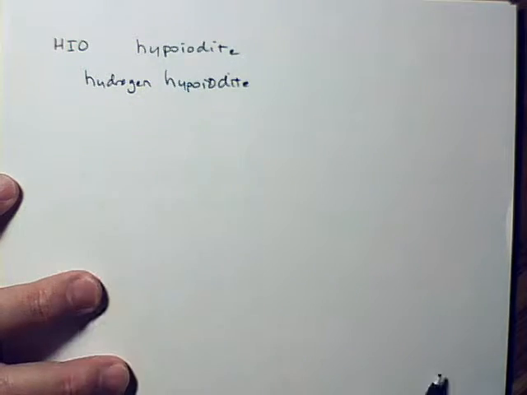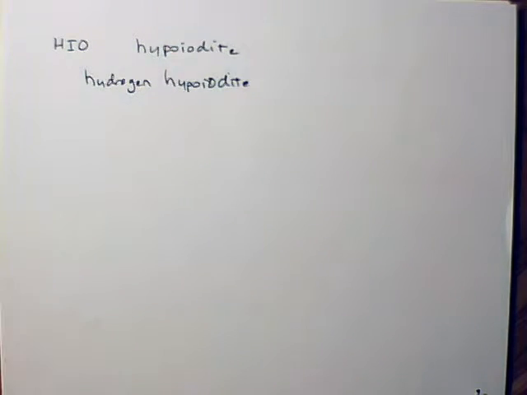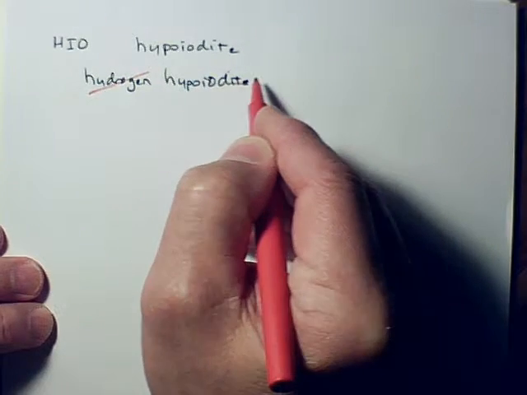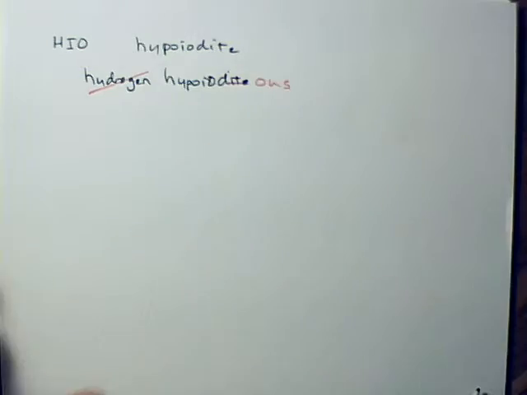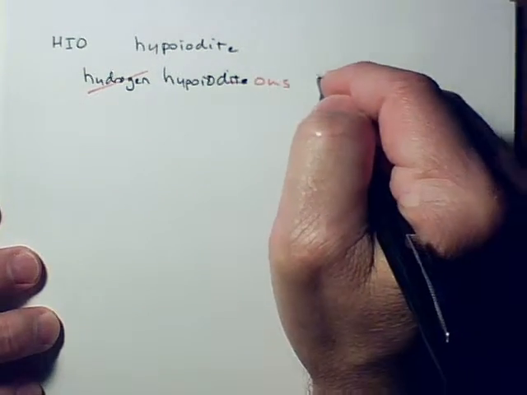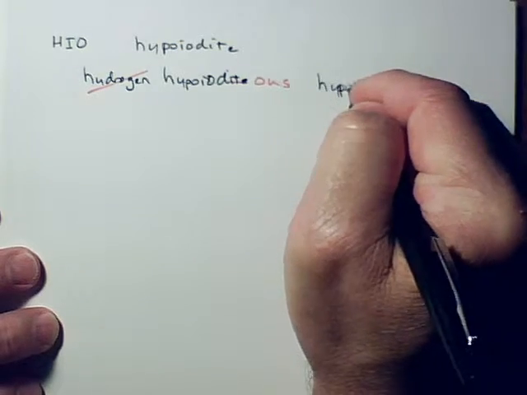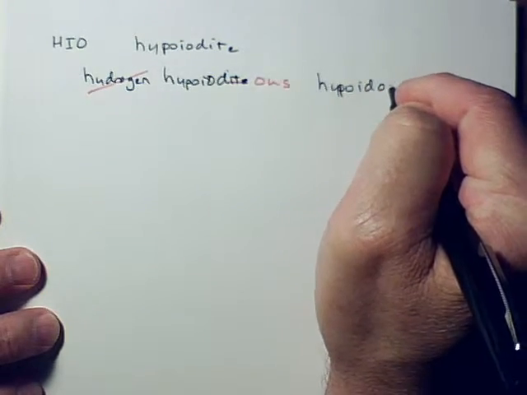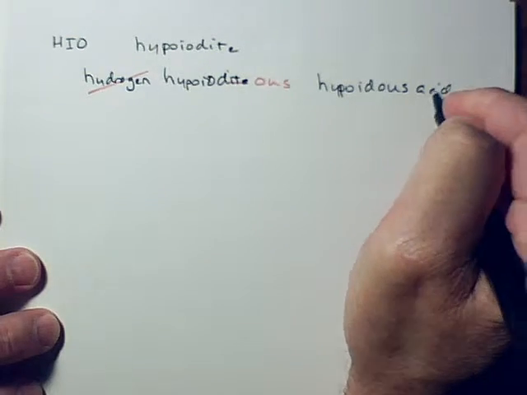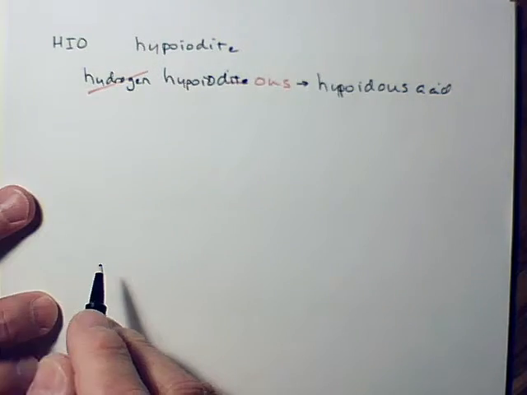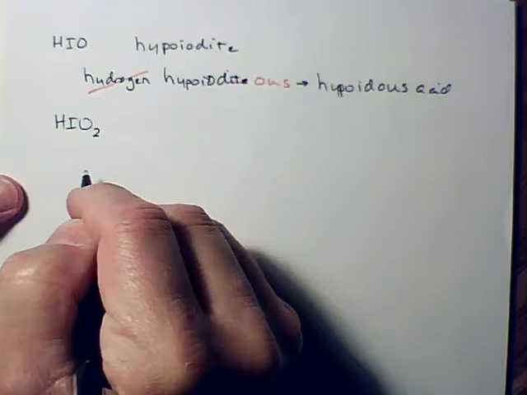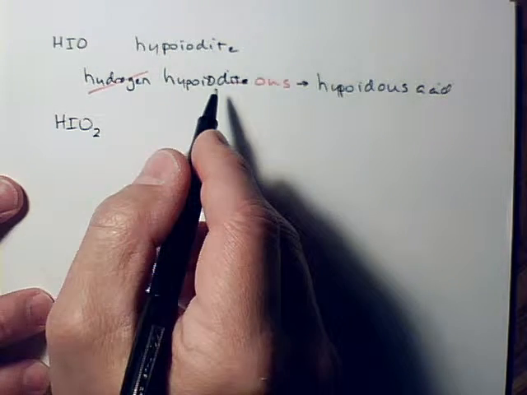What you're going to do is drop the word hydrogen from the front, and the ITE gets changed to OUS. So this acid then becomes hypoiodous acid. Okay? The second acid I gave you was HIO2. Okay, well that's simply iodite.